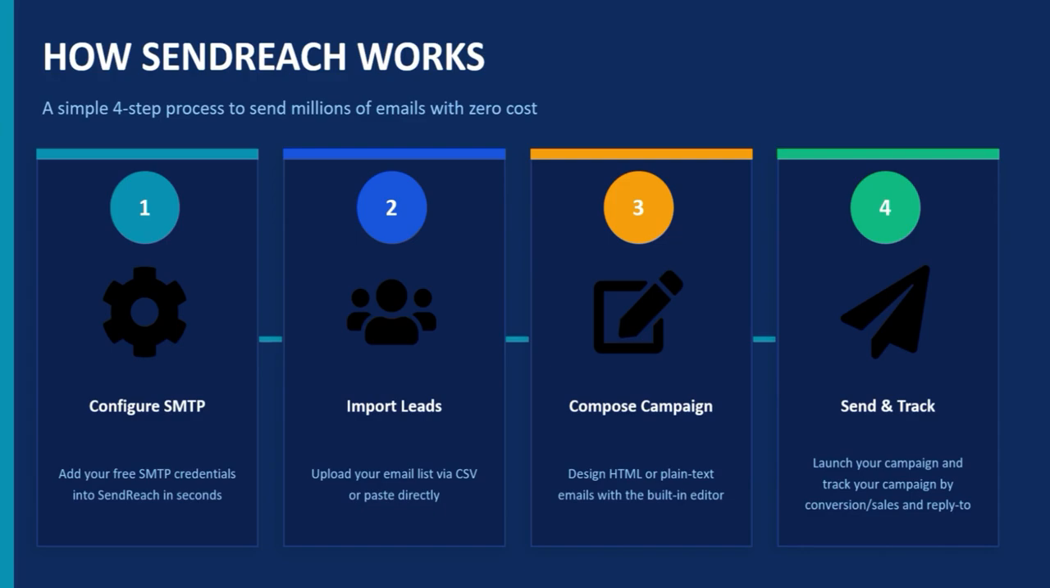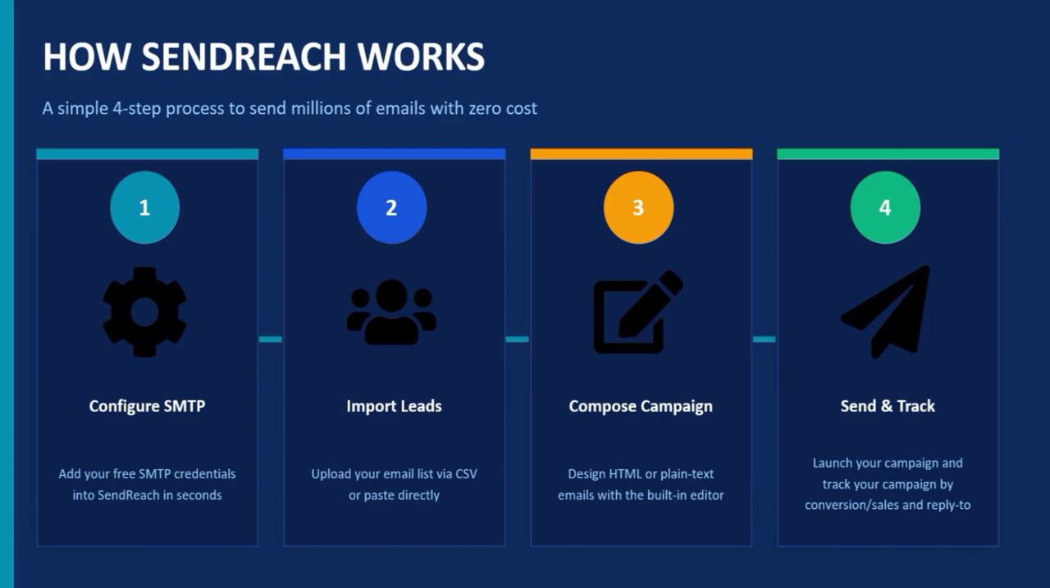Step 4, compose your campaign. Most people don't have a campaign. Make sure you compose your campaign, and whenever you are composing it, make sure it follows the rules and regulations, terms and conditions of your emails, and that it has a good subject line. Design an HTML letter template, or a plain text email with the built-in editor. These features are there inside SendReach Sender.